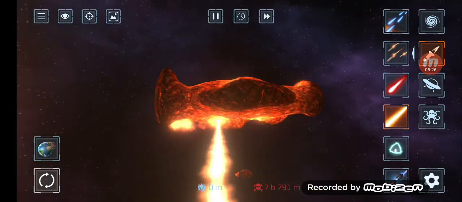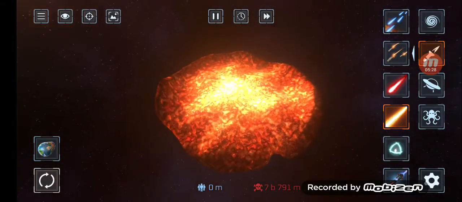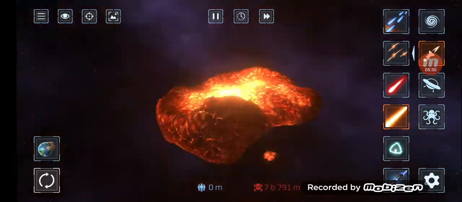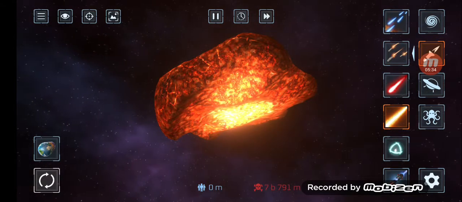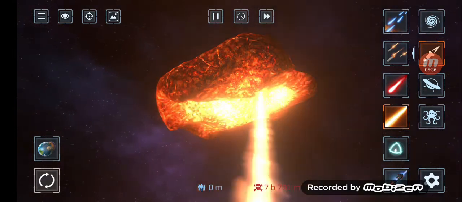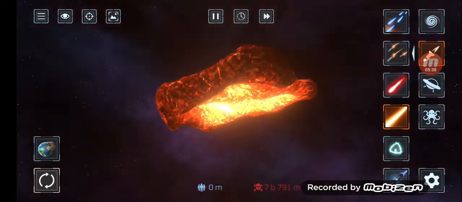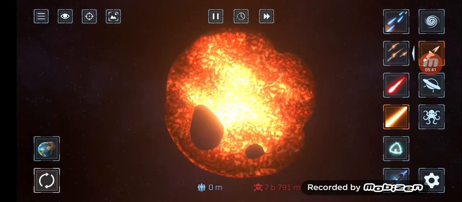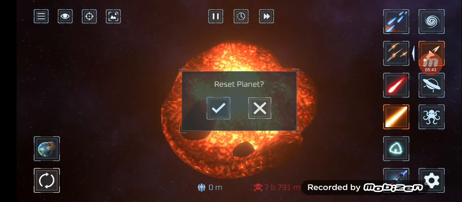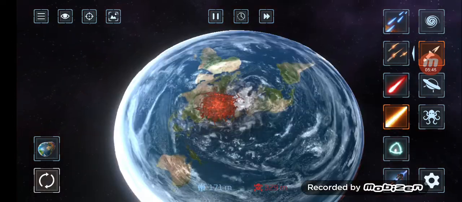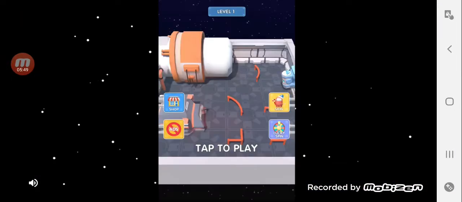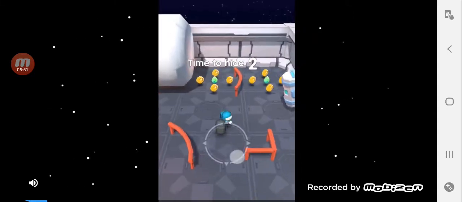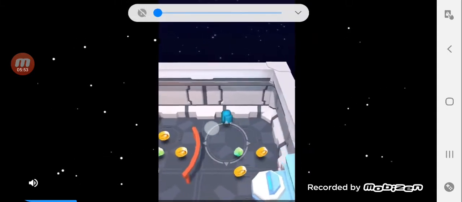And now there should be land, right? No? I thought there was land. Whatever. Let's do it a little bit more, I think. No! Let's restart the planet. Oh, it is flat. How do you like that? I hear the music too.